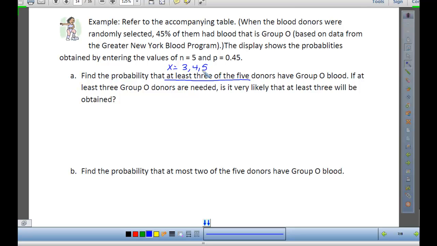Okay, so it almost seems like this would be a case for us to use that cumulative function, except the cumulative function goes from 0 up to the number that we specify. So we're interested in the probability of at least 3, which we just said included 3, 4, or 5. How are we going to calculate that? Okay, we're going to use binom CDF somewhere along the way.